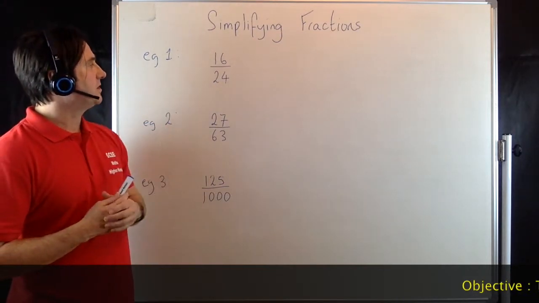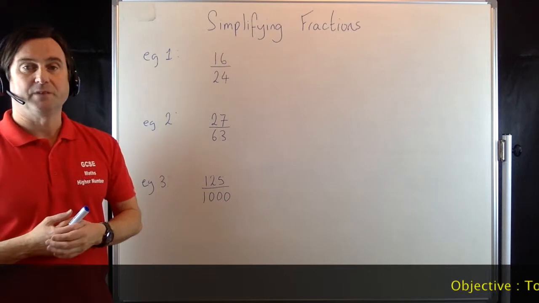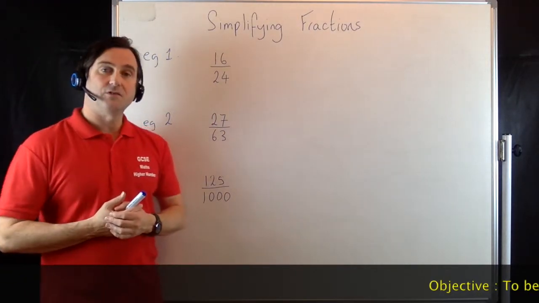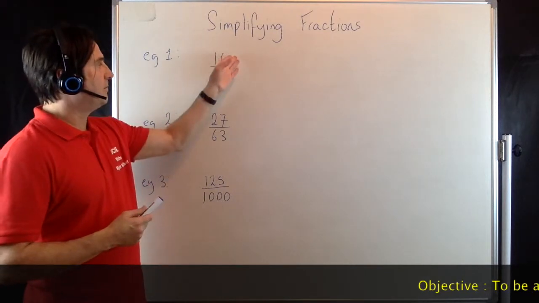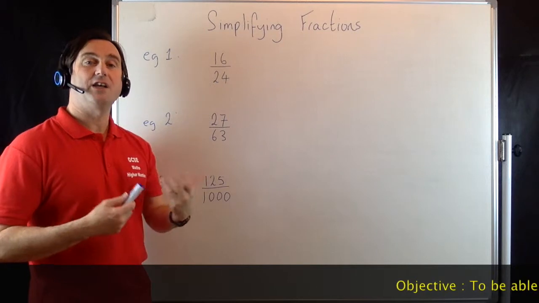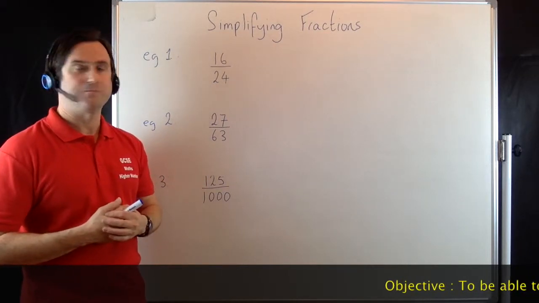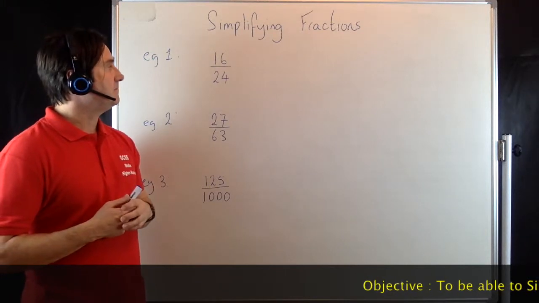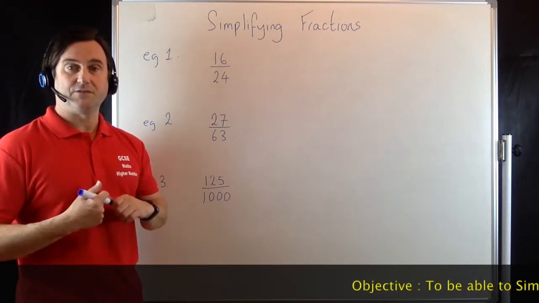I've got the fraction 16 over 24, and I want to write it in its lowest terms. What I need to do is look for a factor of both 16 and 24. And the best way to do it is look for the highest common factor of both those numbers. I know that the number 8 goes into 16 and it also goes into 24.